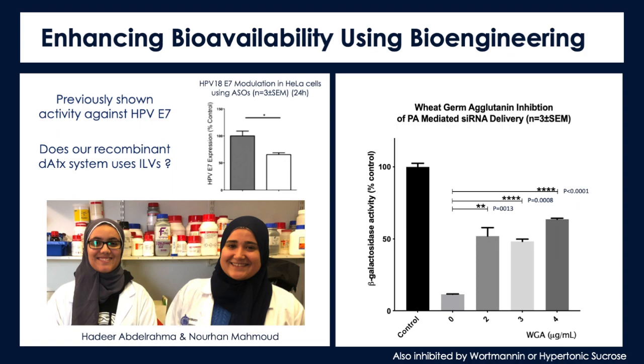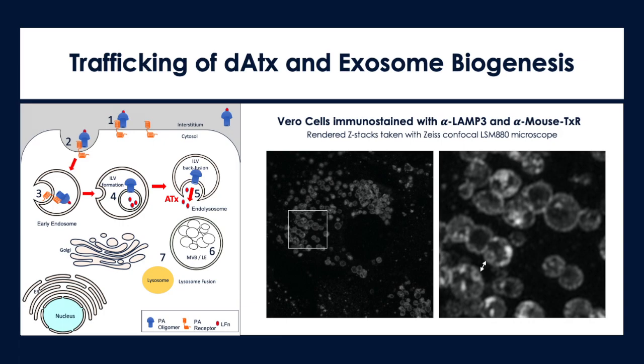This was a question that intrigued two of my current PhD students, Hadir and Norhan, who have demonstrated that our direct delivery technology is sensitive to inhibition by wortmannin, by wheat germ agglutinin, and by hypertonic sucrose. This means that it is very likely that intraluminal vesicles are necessary for the high-efficiency delivery of siRNA using our direct delivery technology. ILVs act as an airlock for the delivery of lethal factor and edema factor and can be seen in the micrographs to the right. When ILVs are secreted from the cell, they are called exosomes. And with that, I'm now going to hand over to my colleague, Benedita.